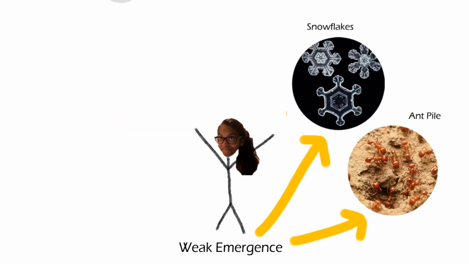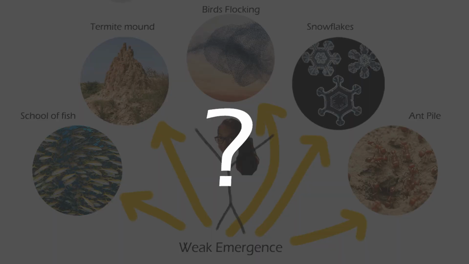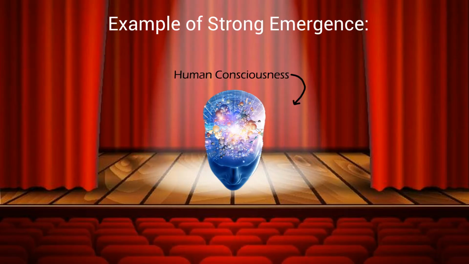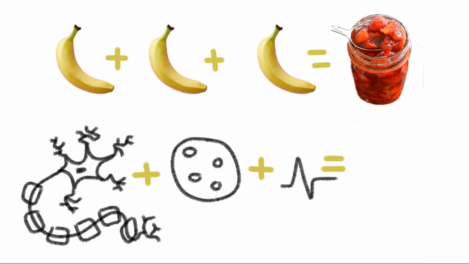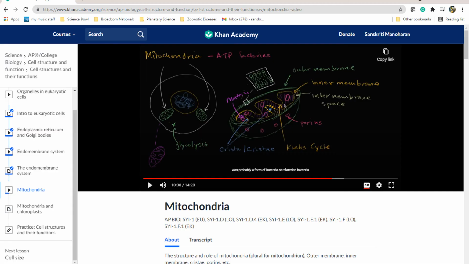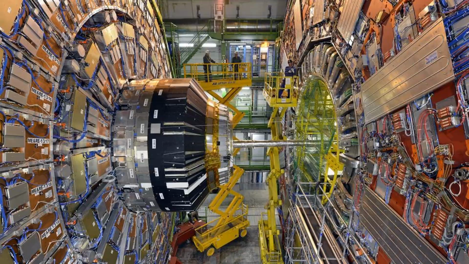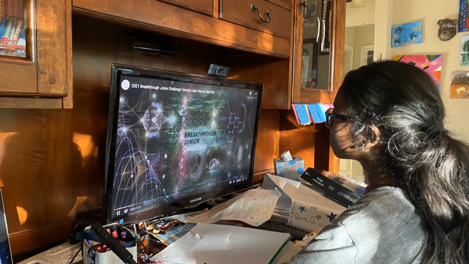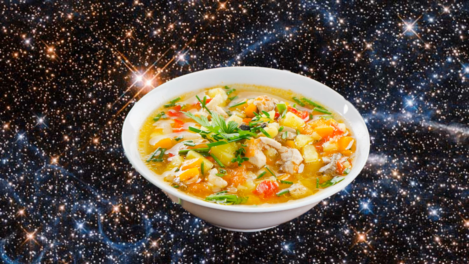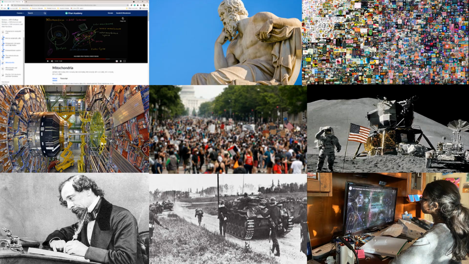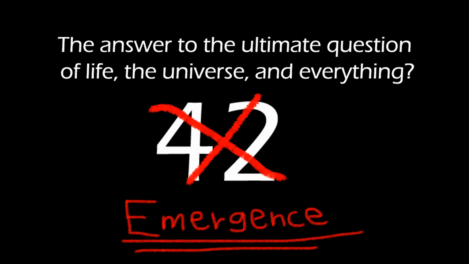Weak emergence is all around us. But where can we find strong emergence? One of the most popular examples is human consciousness. The neurons and chemicals of our brain give rise to something completely new and completely unpredictable. How do these chemicals make us learn and wonder and do art and do science and do politics and go to the moon and wage wars and write books and watch videos? How did a hot soup of particles at the beginning of our universe give rise to all of this? The answer is emergence.